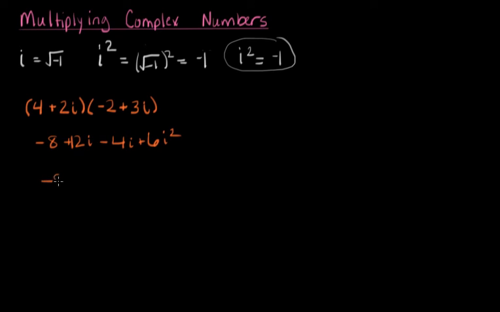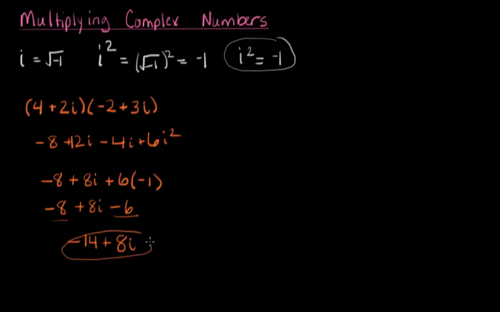Now let's see what we can do here. So this is -8. 12i minus 4i is 8i. And then 6i squared, remember that i squared is equal to -1, so this can be plus 6 times -1. Now we have -8 plus 8i minus 6. These two are like terms and we can combine them, so we get -14 plus 8i, and that is our final answer.